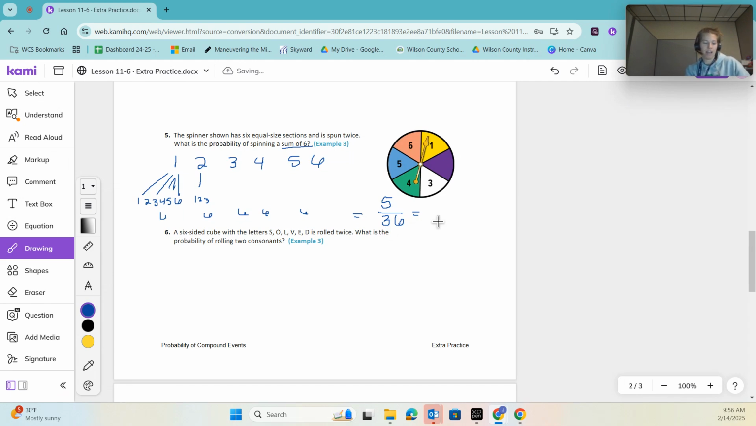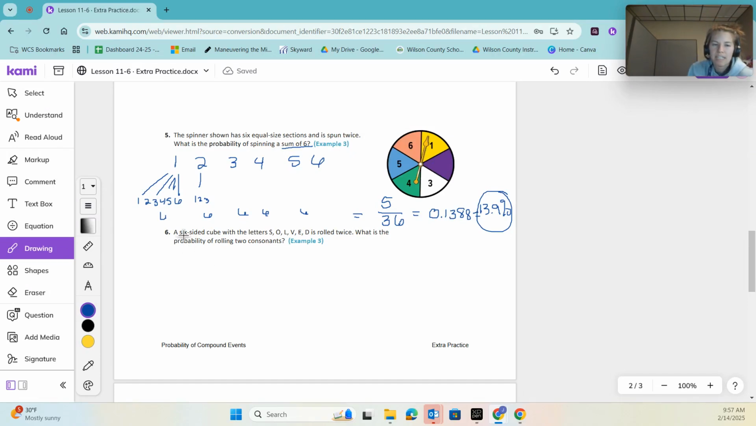And then we can divide 5 divided by 36, and that gives us 0.138 or 13.9%. Sorry, 0.139. So 13.9% is the probability of that.